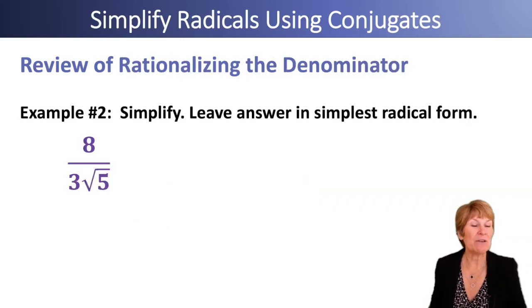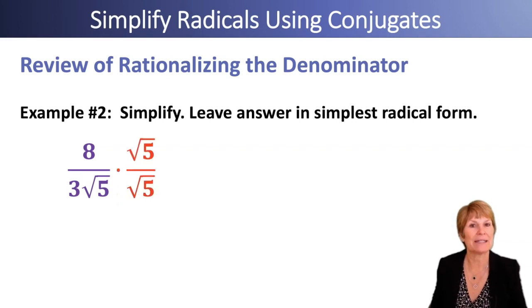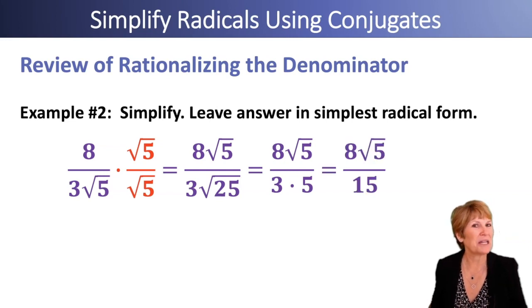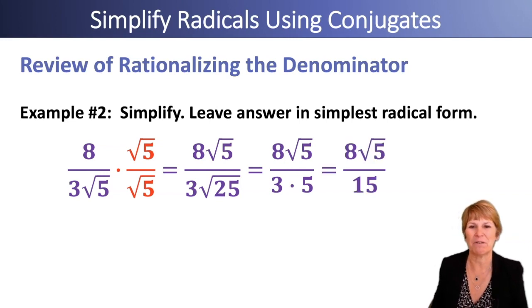Let's begin by reviewing rationalizing the denominator. Our rule says we're not allowed to have radicals in the denominator, so we learned that we can multiply top and bottom by that radical, then simplify. So I have 8 square root of 5 over 3 square root of 25. Square root of 25 is simply 5. So we end up with 8 square root of 5 over 15.